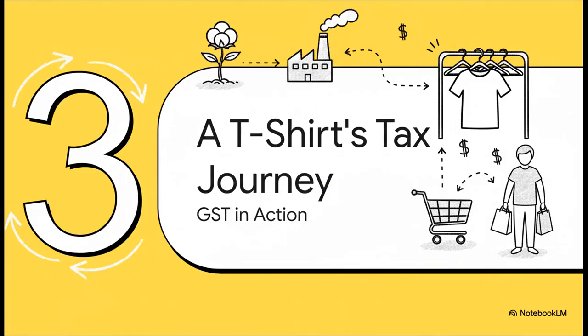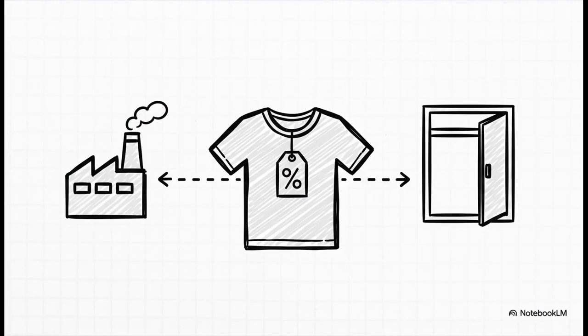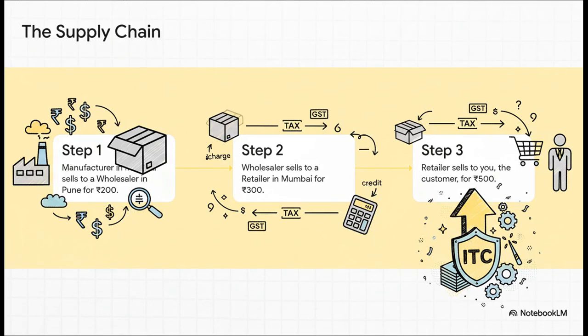All right, theory is one thing, but to really, truly get this, we need to see it in action. So let's follow a regular t-shirt on its journey from the factory all the way to a customer. Okay, we're going to track this t-shirt from the moment it's made to the moment it's sold in a store. And as we do this, I want you to pay really close attention to how the tax is collected at each step, because you're about to see the secret weapon that stops that whole tax on tax problem dead in its tracks. So look at this supply chain.